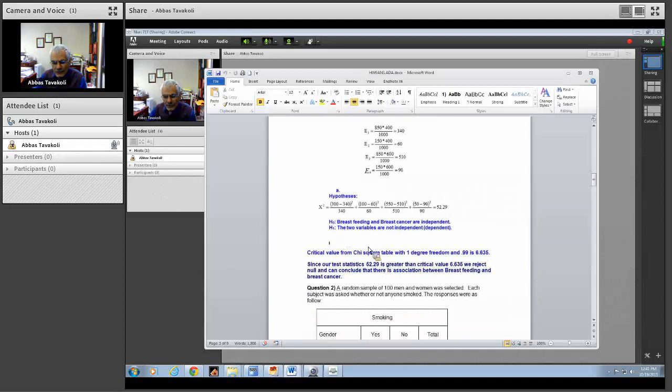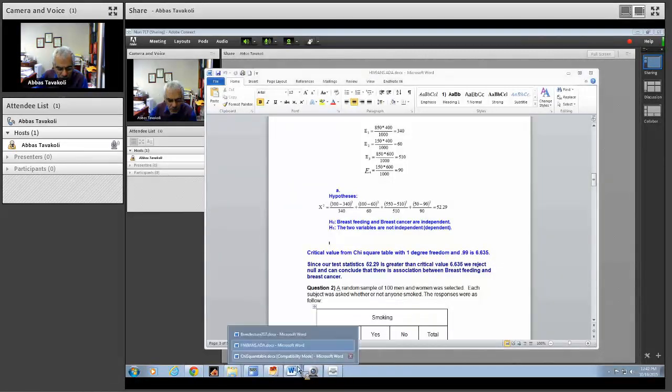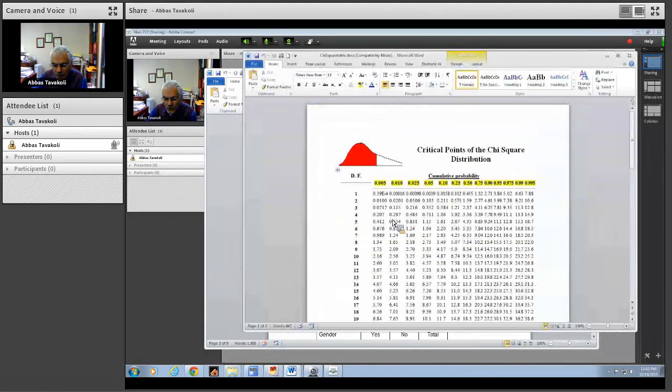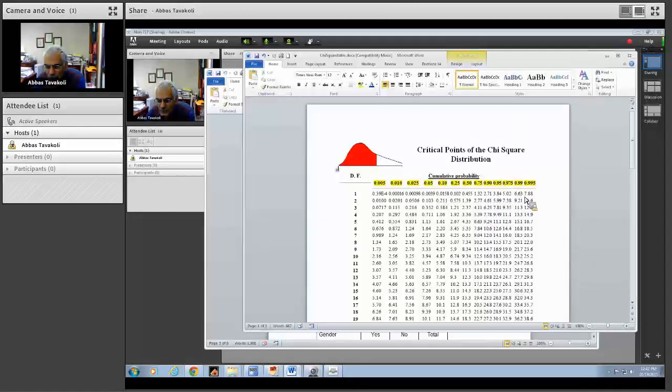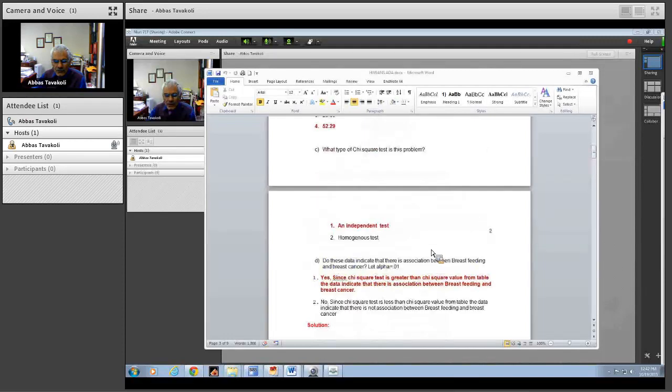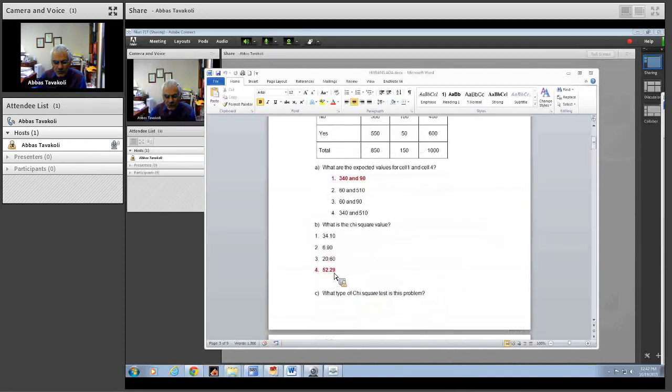Now the critical value with 1 degree of freedom and 0.99, you find is 6.635. If you look at the chi-square table, for 0.99 and 1 degree of freedom, that is where the 6.63 value comes from. So it depends what type of chi-square you are looking at. Since our statistic is greater than that value, we reject the null. So basically the answer for question B is 52.29.